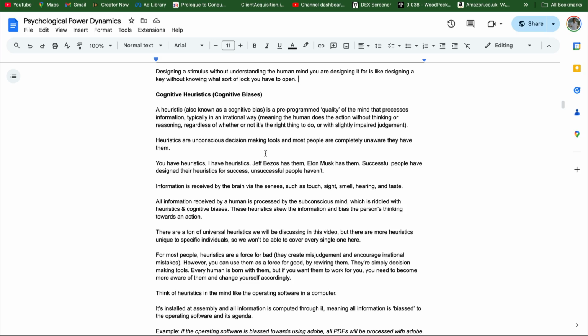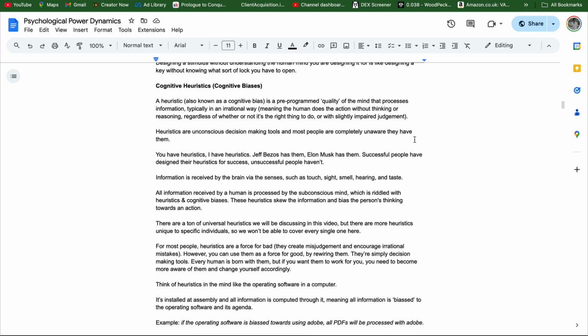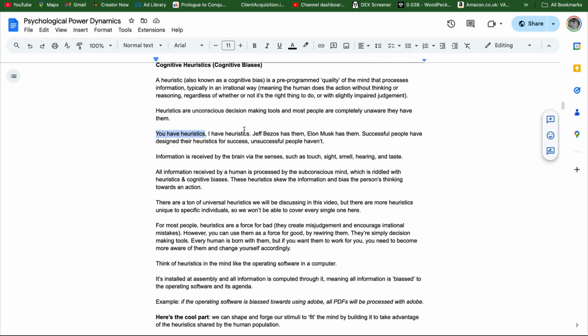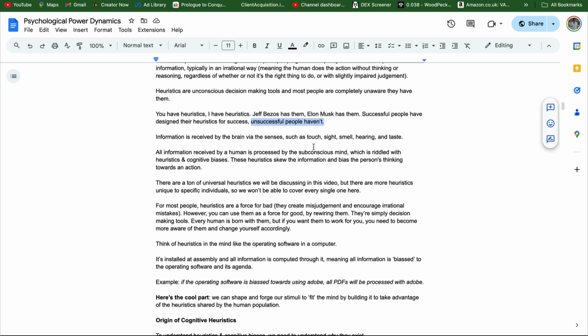Heuristics are unconscious decision-making tools, and most people are completely unaware they have them. You have heuristics, I have heuristics, Jeff Bezos has them, Elon Musk has them. Successful people have designed their heuristics for success, and unsuccessful people haven't. Information is received by the brain via the senses, such as touch, sight, smell, hearing, and taste. All information received by a human is processed by the subconscious mind, which is riddled with heuristics and cognitive biases. These heuristics skew the information and bias the person's thinking towards an action.